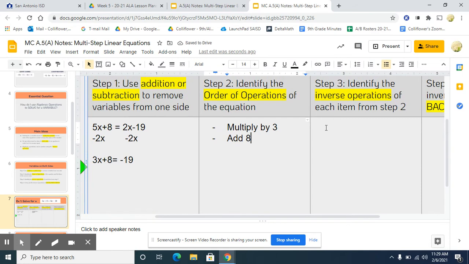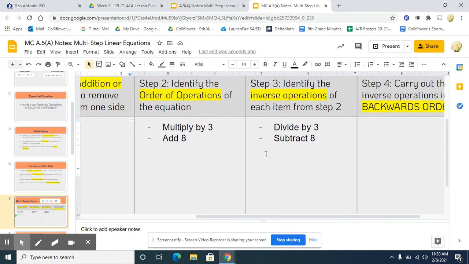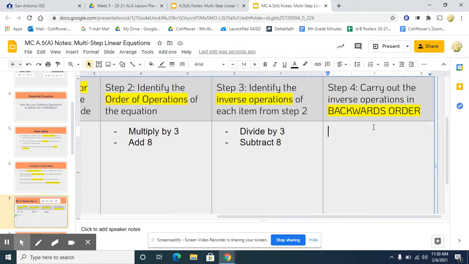In step 3, we're going to take this list in step 2 and make it into inverses. So the inverse of multiply by 3 is to divide by 3. And the inverse of add 8 is subtract 8. We're going to take this equation, I'm going to copy and paste my simplified equation to step 4.